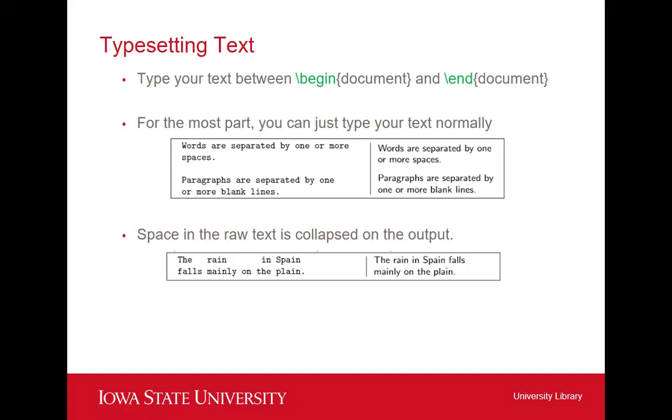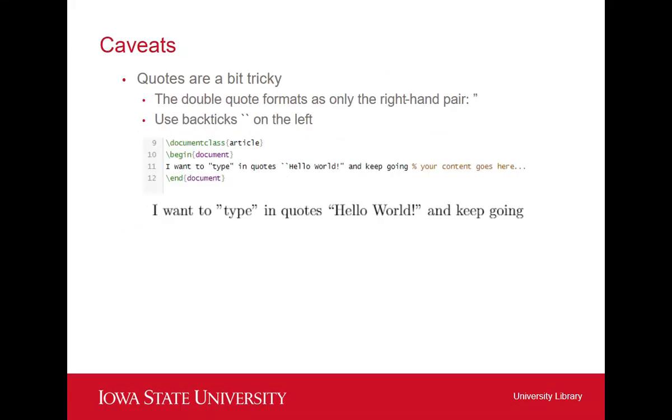Space in the raw text is collapsed in the output, so you can put a bunch of spaces in between your words, but LaTeX will ignore those and just kind of condense them down. If you want spaces in between your words, there's other ways to do that than just hitting spacebar a bunch. There are a few caveats.